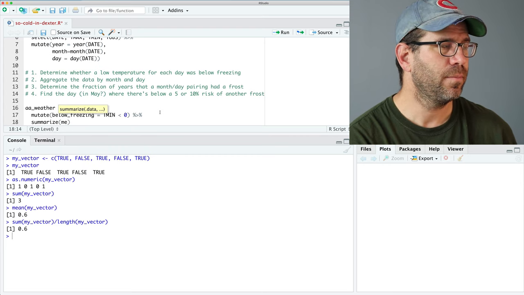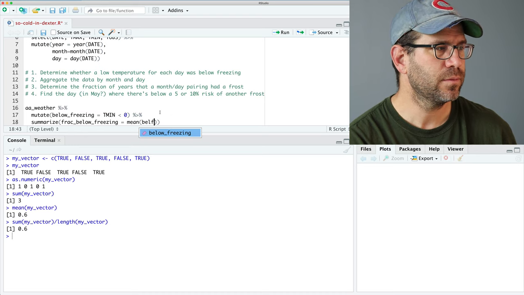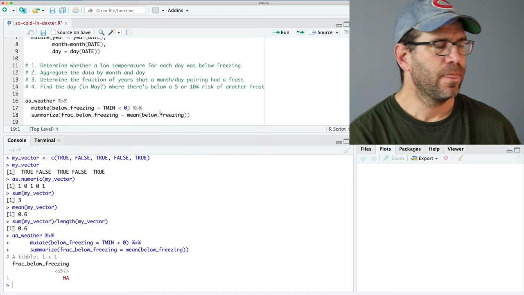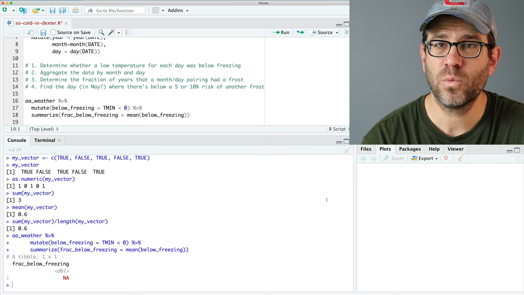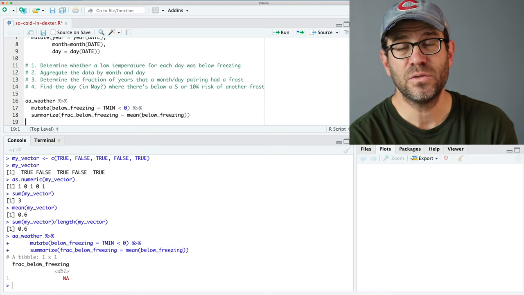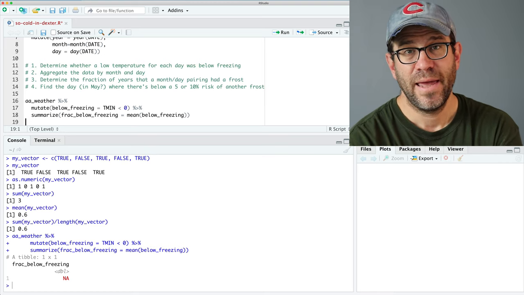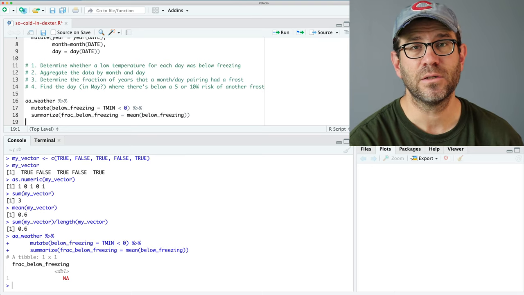Summarize, frac_below_freezing equals mean(below_freezing), and we get an NA value. As I mentioned, this is where we get into the problem of having NA values in our logical vectors. R doesn't know what to make of an NA value in the mean function.